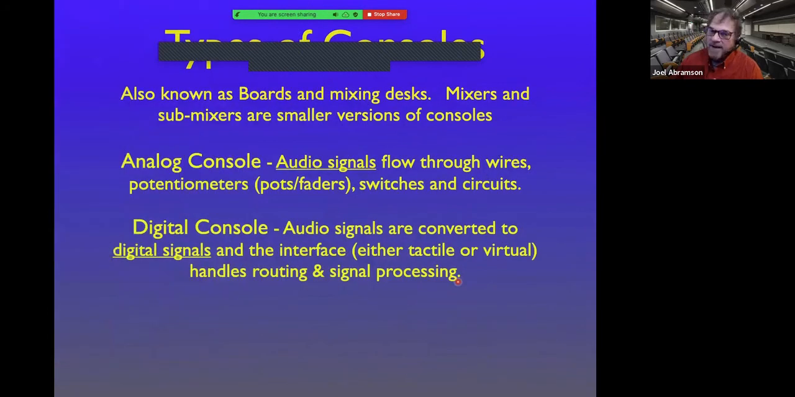Now, we can classify consoles also by their construction. Analog consoles are where you have analog signals, electrical signals, flowing through the wires, through all the potentiometers and faders and switches and circuits. Or you can have digital consoles, where when you plug that XLR cable into the back of that console, the console converts that analog signal into a digital signal, and then all of the signal that's running through that console is digital.